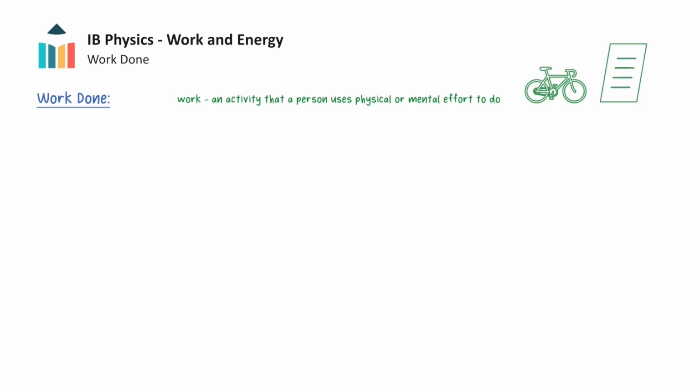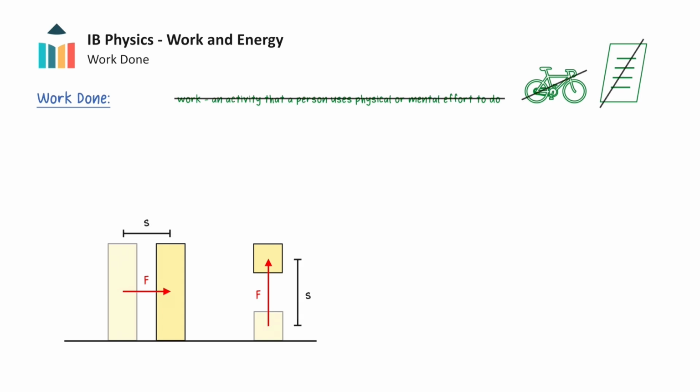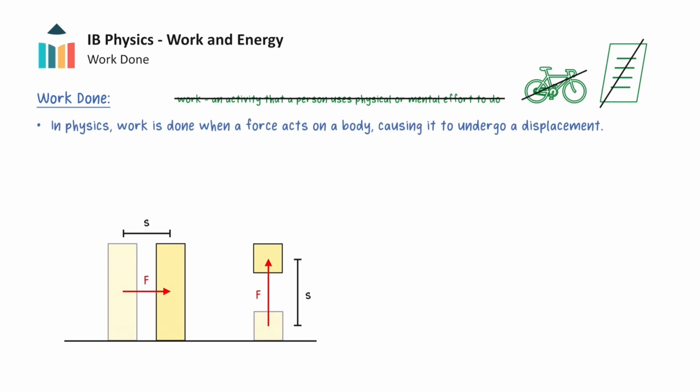In everyday language, we think of work as any activity that requires physical or mental effort, such as repairing a bicycle or writing a report. But in physics, work has a much more precise definition. In these two examples, work is done by exerting a force on a body while that body moves from one position to another, or in other words, undergoes a displacement. And this is what the physicist's definition of work is based on.